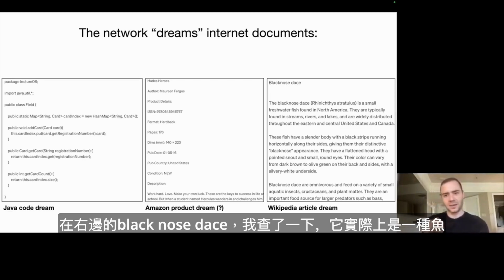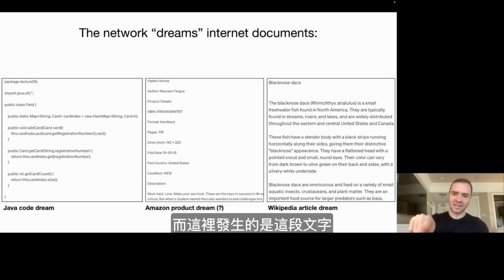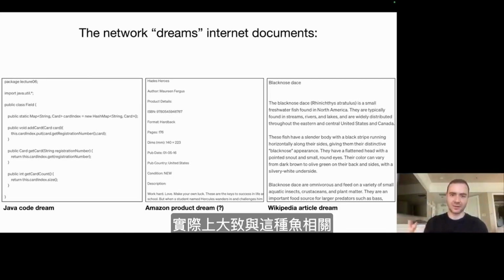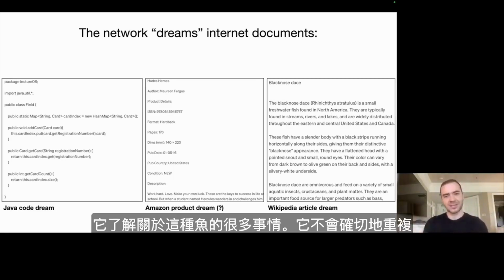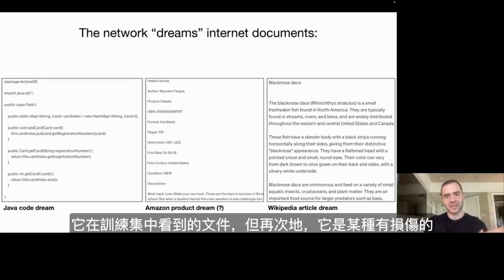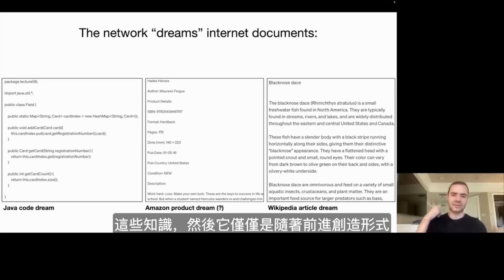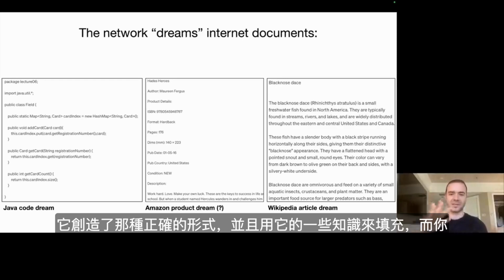On the right, the black-nosed dace, I looked it up, and it is actually a kind of fish. And what's happening here is this text verbatim is not found in the training set documents, but this information, if you actually look it up, is roughly correct with respect to this fish. And so the network has knowledge about this fish. It knows a lot about this fish. It's not going to exactly parrot the documents that it saw in the training set, but again, it's some kind of a lossy compression of the internet. It kind of remembers the gestalt. It kind of knows the knowledge, and it just goes and creates the correct form and fills it with some of its knowledge.